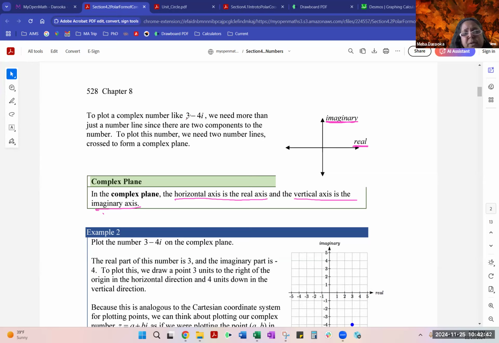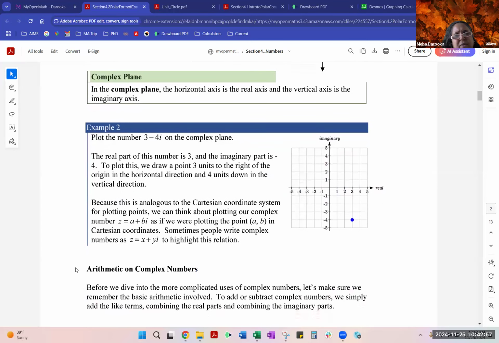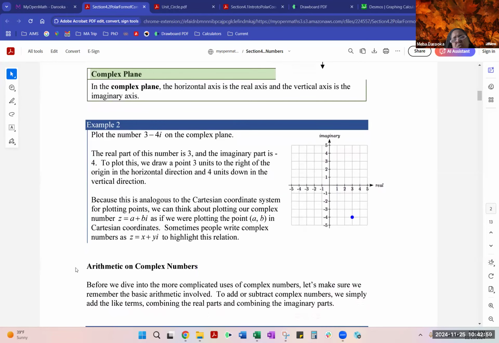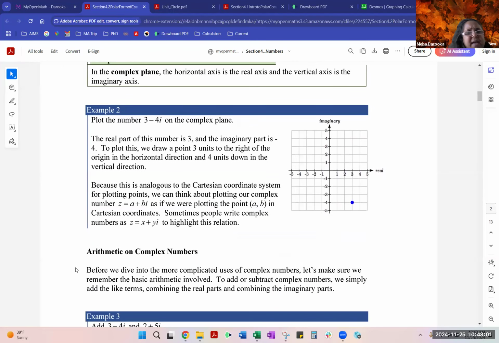So how would we plot a number like 3 minus 4i? That's what we're looking at here in example 2. So let's break it down. And obviously this is going to be pretty straightforward. If you know how to graph any point in a Cartesian coordinate system, you can graph a complex number. So start with the real part. Your real part is going to be positive 3. So of course we would be doing the same thing, right? Starting at the center and going right 3 units.